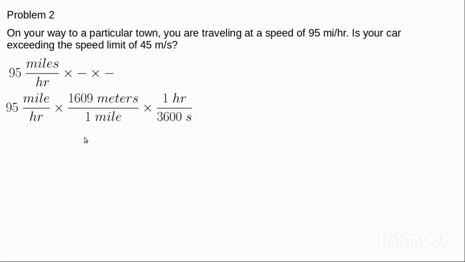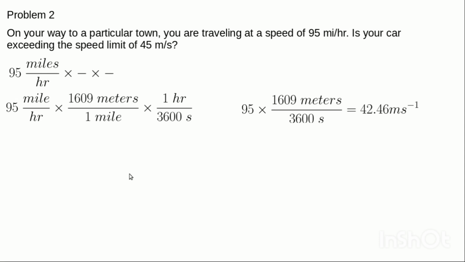So with this, 1 hour will cancel this 1 hour, 1 mile will cancel this mile. So we are left with meter and seconds. And that gives us 95 times this value, meters, then divided by this seconds. And that gives us 42.46 meter per second. And from this value, if you compare with this, it means that we have not exceeded the limit, which means we are safe. I hope that's okay.